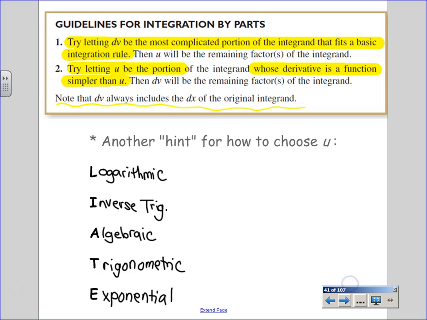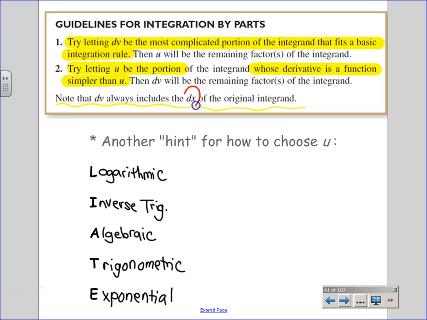Didn't you guys just realize that if there's a log by itself, you better try it as u? Twice we learned that. There are some guidelines for integration by parts. Try letting dv be the most complicated thing that you could possibly integrate. But if you go a little too far, it's all of a sudden impossible to integrate, and you're like, oh no. So let dv be as much of it as possible that you can actually integrate, and let u be what's left over, or a piece that will be so much nicer if derived, and let dv be the rest of it.